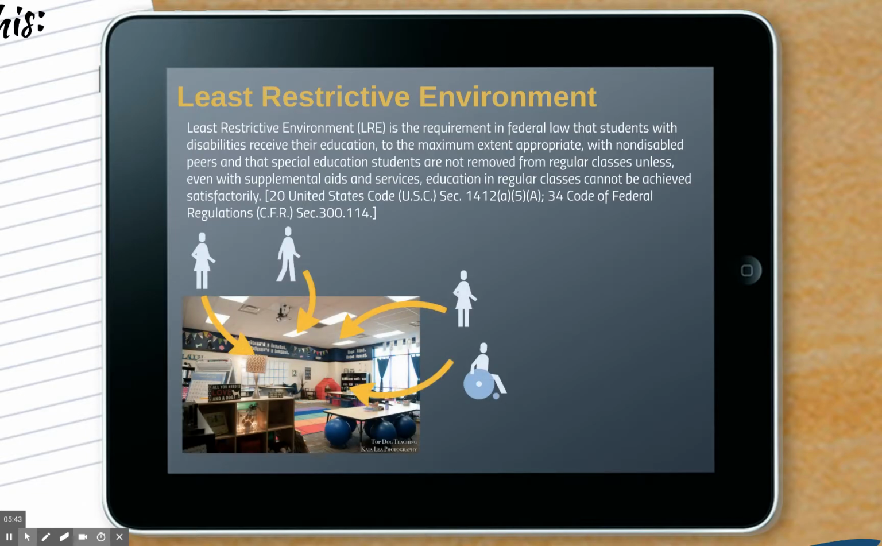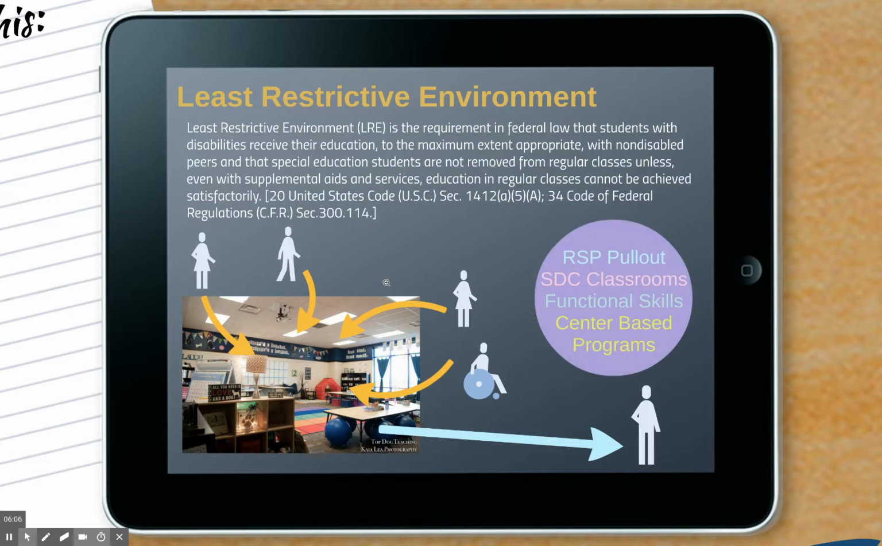And so let's look at this a bit by talking about, before we change and pull a kid out of a system or out of a classroom, let's think about what about the classroom needs to change in order to promote access. So let's not jump to pulling them out before we change and think about what's happening inside. And then, of course, we do have a continuum of services, from RSP pullout to SDC classrooms to functional skills classes to even center-based programs.